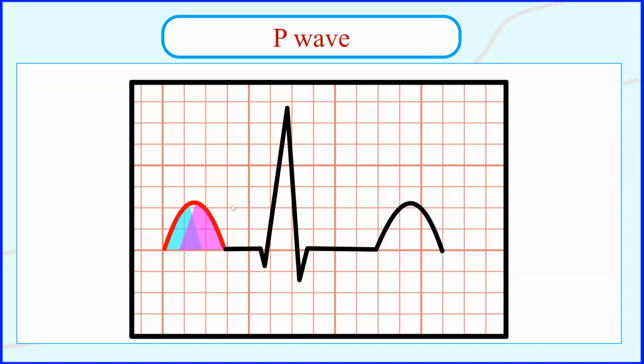So again, the P wave has 2 components. The first component is coming from the right atrium, and it determines the amplitude. The second component is coming from the left atrium and determines the duration of the P wave.